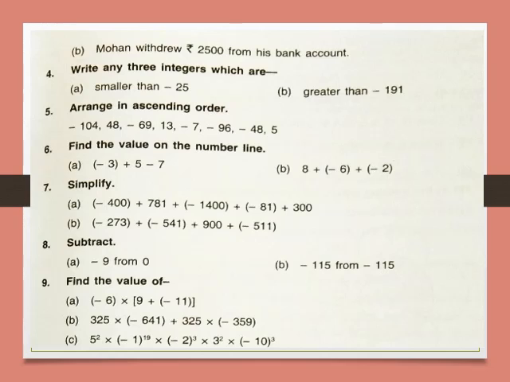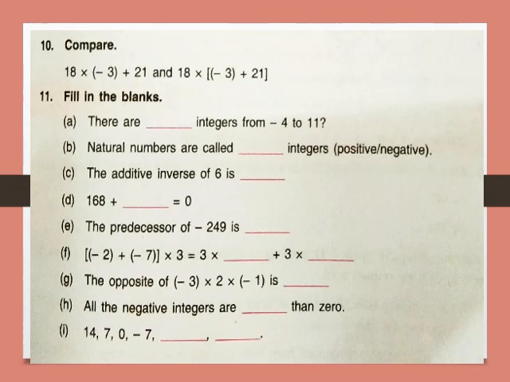See here, write any 3 integers which are smaller than 25. Arrange in ascending or descending order. Find the values on the number line. Then simplify, subtract, find the values using the multiplicative property of addition, the distributive property of addition or multiplication. You have studied that also, you have to solve here. See here again, some fill in the blanks and comparison. Comparison means what you will do, dear students? You first find out the values and then see which one is greater, which one is smaller.